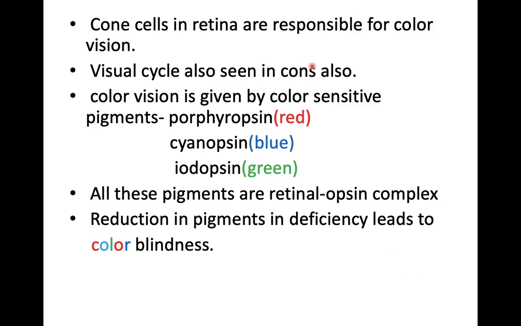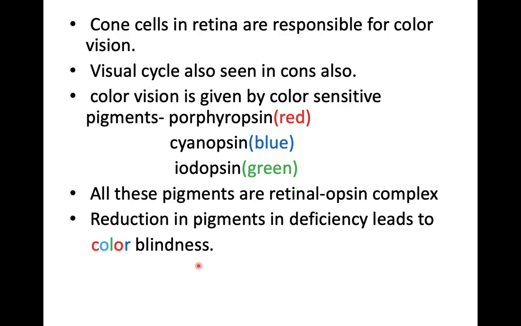Similarly, the visual cycle also takes place in the cone cells, and cone cells, which are responsible for color vision, have different pigments. In rod cells we had only one pigment, that was rhodopsin. In cones we have three pigments: porphyropsin, which is responsible for the red color, cyanopsin for the blue, and iodopsin for the green color. And if there is a deficiency of any one pigment, then that person cannot see that particular color, and that condition we call color blindness.